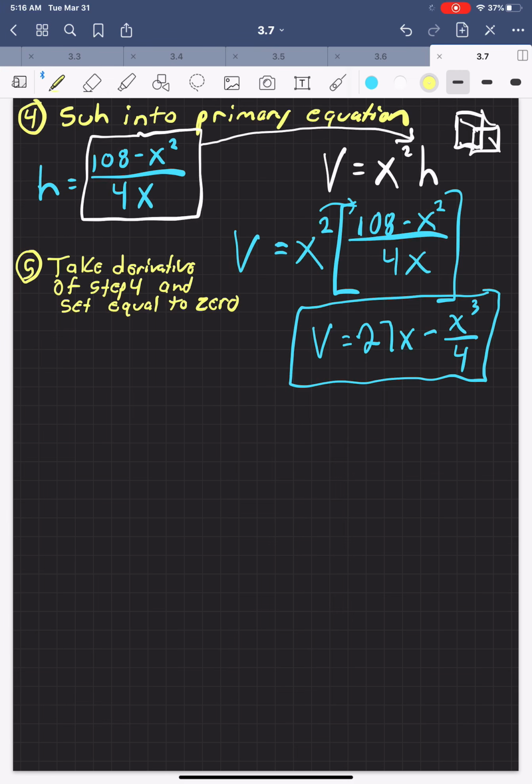Okay, so what is the derivative? Now I want v prime. I'm going to go through this quickly. So the derivative of v with respect to x is going to be 27 minus 3x squared over 4. So that's my derivative of my new volume formula. And I'm also going to set that equal to 0.